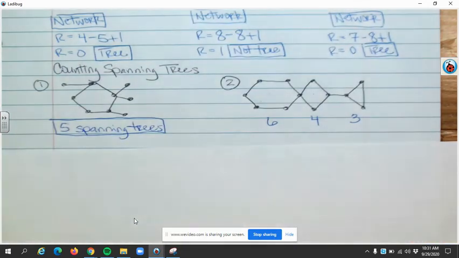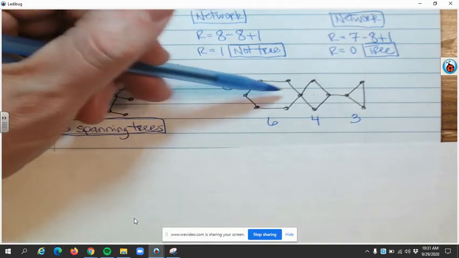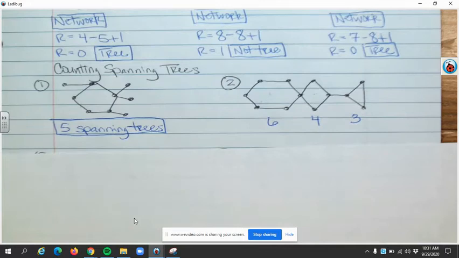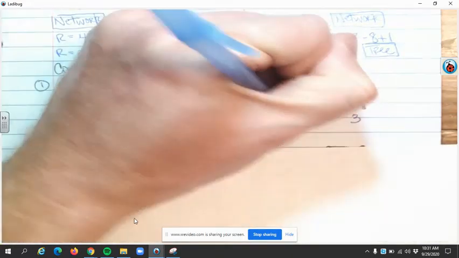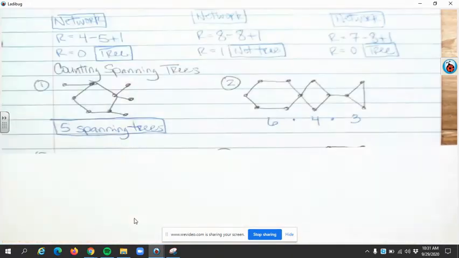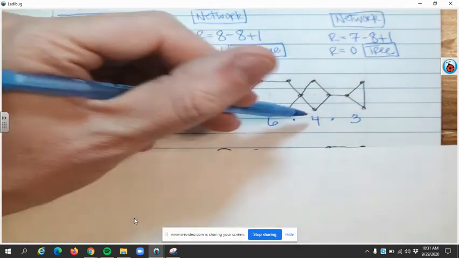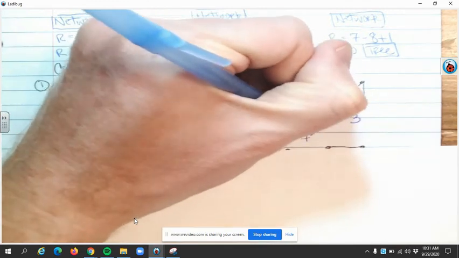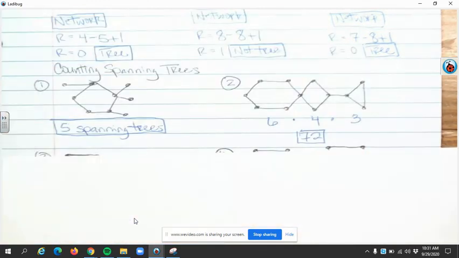So just like we learned in our probability unit, this is an AND problem, you're trying to do this circuit and this circuit and this circuit to make a graph. So when we do AND, we want to multiply those numbers together. So I'm going to multiply 6 times 4 times 3. 6 times 4 is 24. 24 times 3 gives me 72. So there are 72 spanning trees.